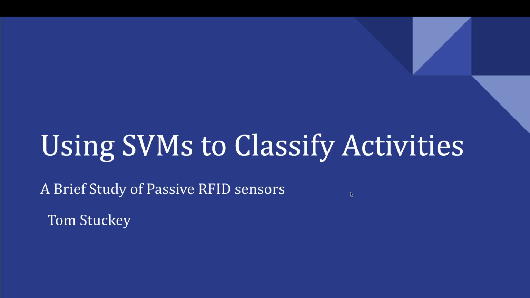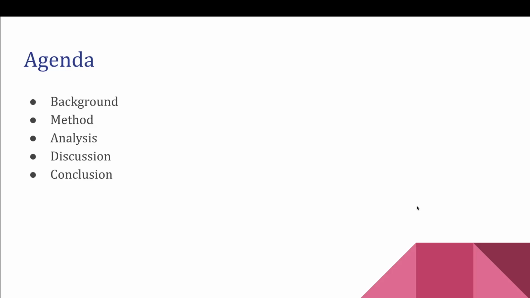And we're going to be using source data from a brief study out of Australia on passive RFID sensors. We'll go through the background of the analysis I did, a little bit of background on the source data, the methodology, the analysis, discussion of the analysis, and then do a conclusion with a brief demo.